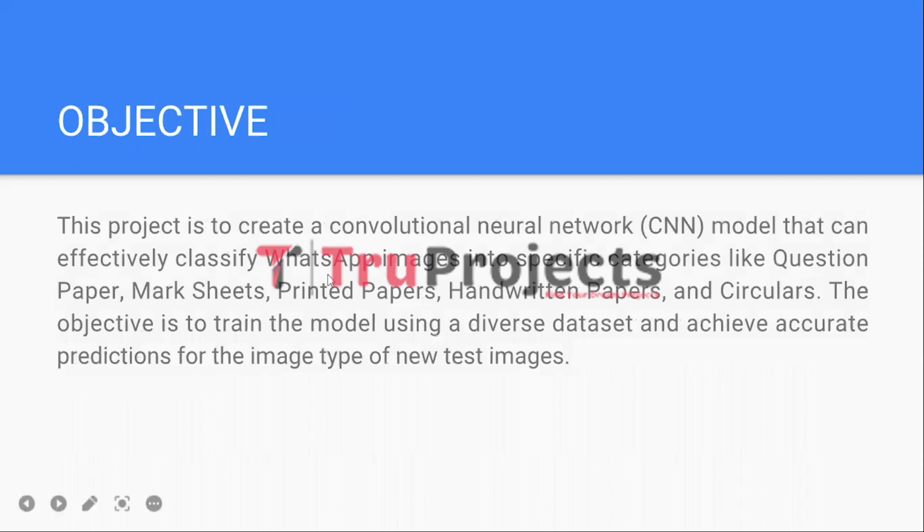And our main objective of this project is using the convolutional neural networks algorithm to classify the WhatsApp images into different categories such as question paper, mark sheets, printed papers, handwritten papers, and circular. The CNN algorithm will get trained on these categories to build a classification model. This model can be applied on test images to predict them.